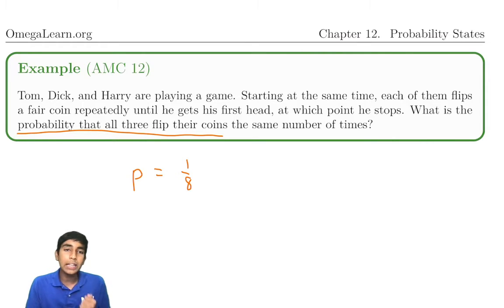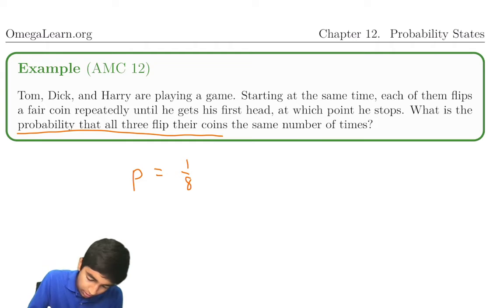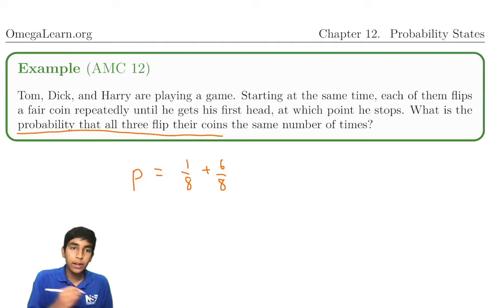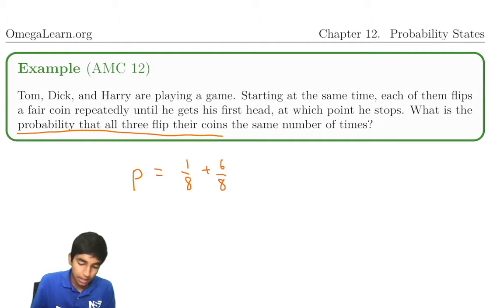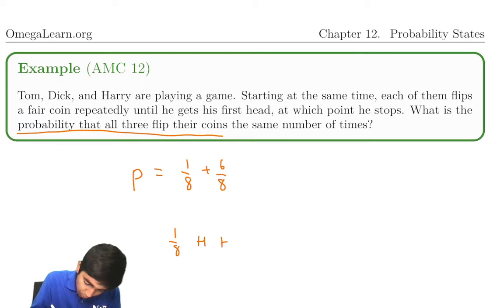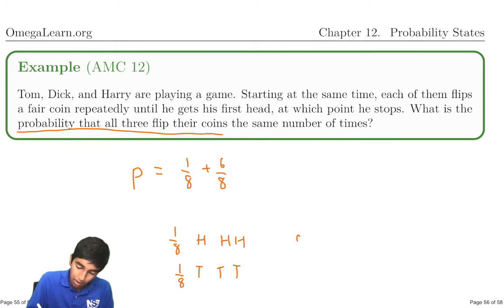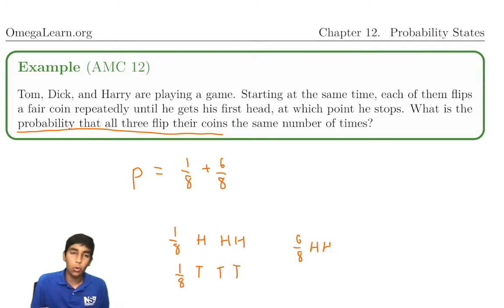Now there's a 6/8 chance that some of them roll heads, but some of them roll tails. The reason it's 6/8 is because there's a 1/8 chance of rolling all heads and a 1/8 chance of rolling all tails, right? 1/2 cubed. And so there's a 6/8 chance of rolling some combination, maybe 2 heads, 1 tail, or 2 tails, 1 head.